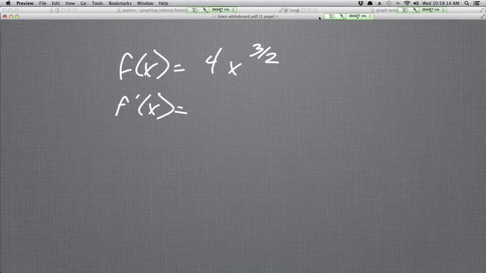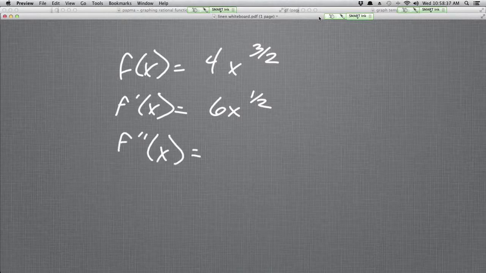So if I take the first derivative of 4 times x to the 3 halves, what do I end up with? I end up with 6x to the 1 half, correct? Then once I have the first derivative, if I take the derivative of the first derivative, that gives me the second derivative. Okay, and we identified the second derivative with 2 tick marks up there.